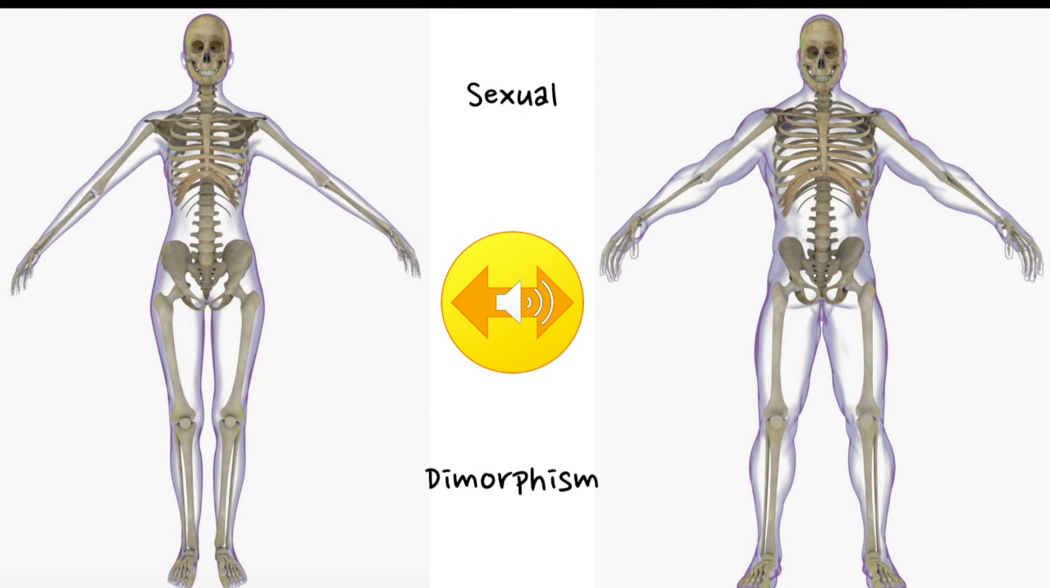Sexual dimorphism and bone morphology are somewhat similar, because sexual dimorphism is really just confined to the physical differences between a male body and a female body. And when researchers are looking for these differences in bone size and in bone shape, it's referred to as bone morphology.